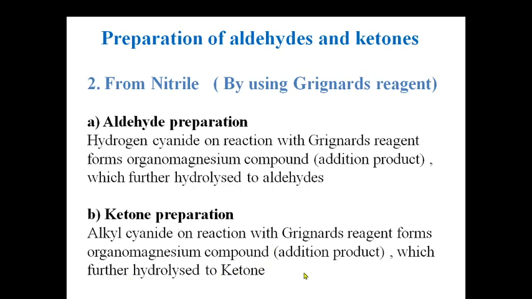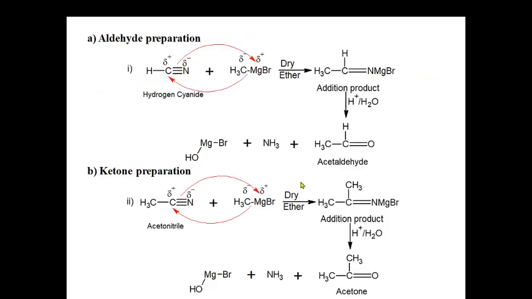That's it. So let's see the preparations, how you are getting aldehydes and ketones by using Grignard reagent and alkyl cyanides, or nitriles we can say. Here I have taken hydrogen cyanide and methyl magnesium bromide. Obviously we require a dry ether medium as we are taking the Grignard reagent. In the Grignard reagent polarity, the alkyl group always has the negative charge. So methyl has the delta negative polarity. It will easily attack the positively charged carbon. This bond will open and it will pick up this MgBr. So you are getting this organomagnesium compound.